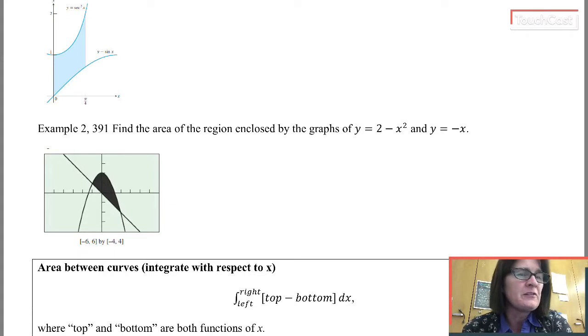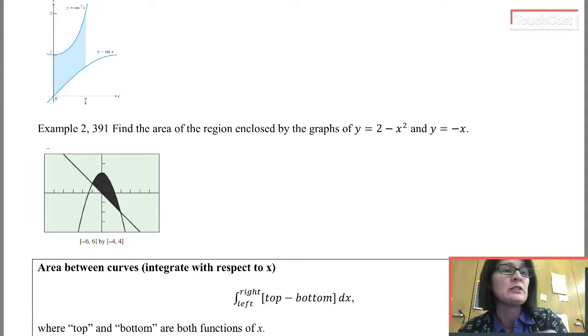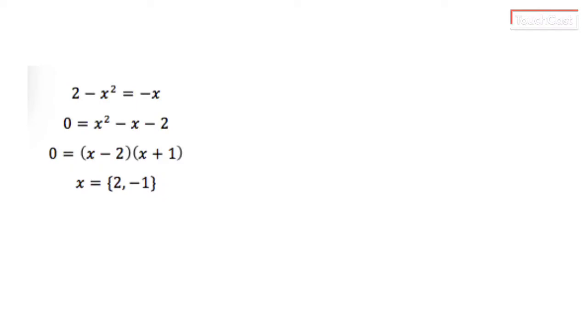So to find the intersection points of those two curves, I'm going to solve the equation that sets the two functions equal to each other. So here's my work. The two graphs are y equals 2 minus x squared and y equals negative x. So I'm going to start with that equation, 2 minus x squared equals negative x. I notice that equation has degree 2. The biggest exponent is 2. And the way we solve degree 2 equations is to move everything to one side, so I have a 0, and I can use the zero product property.